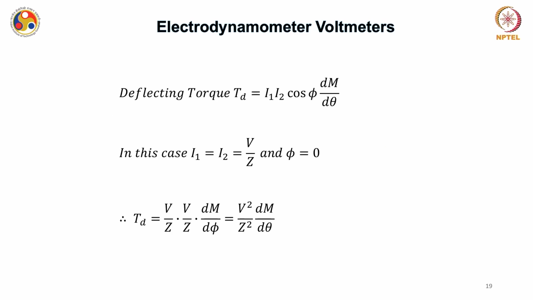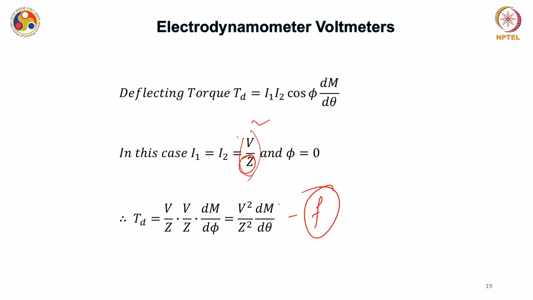So, I1 and I2 both can be equated to V by the impedance Z, and phi is 0. So, the torque can be given as I1 into I2 into dM by d theta, because cos phi is again 1. So, I1 is V by Z. So, Td is equal to V square by Z square into dM by d theta. I am calling this equation F.